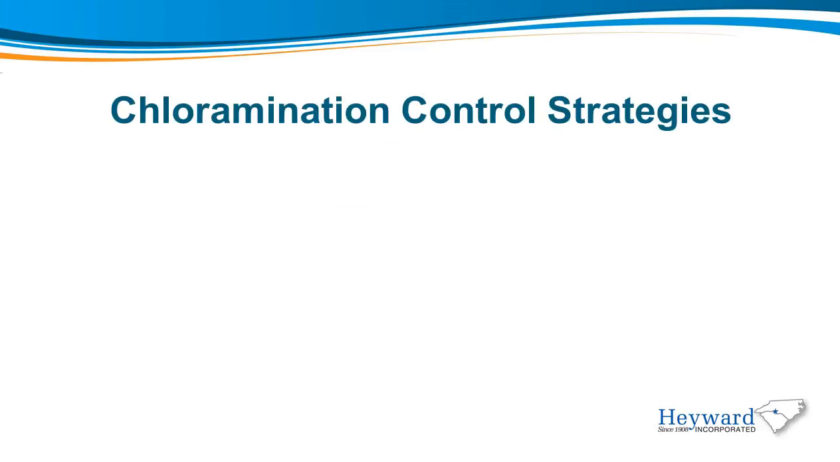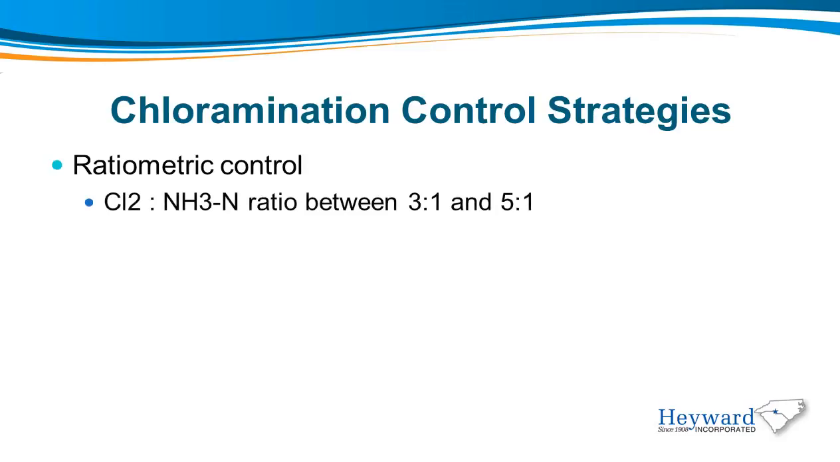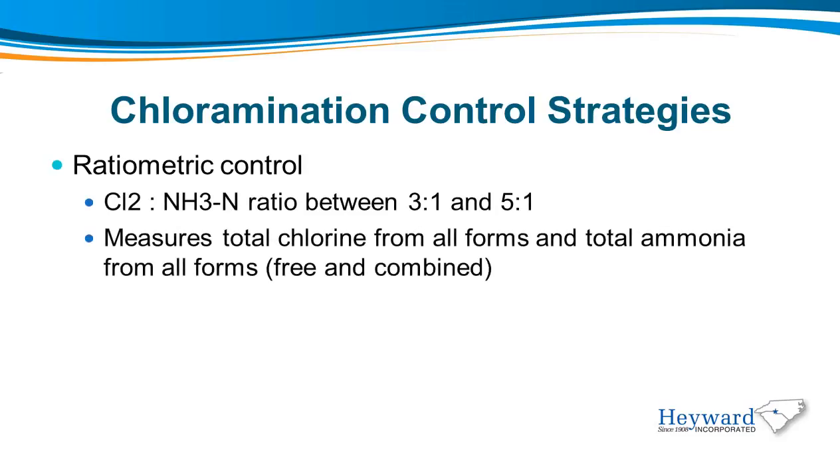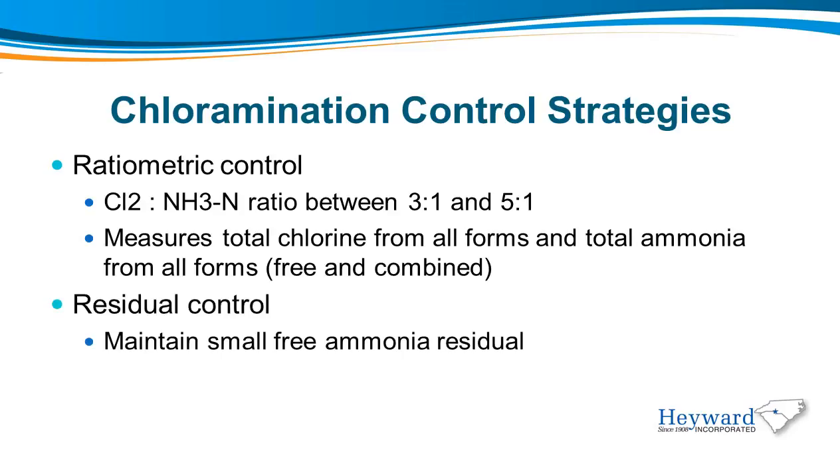There are two main chloramination control strategies. The first is ratiometric control, where the chlorine to ammonia ratio is between 3:1 and 5:1. We measure the total chlorine in all forms and total ammonia in all forms, free and combined, and calculate the ratio. The second is residual control, which uses very small ammonia residual and maintains a target monochloramine. Online analysis is required to optimize either of these control strategies.